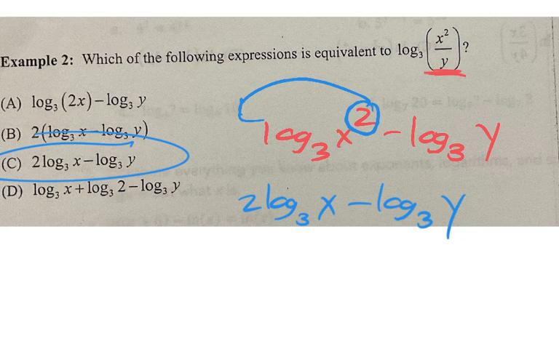Look, this is my thing. We know we've got x squared in the numerator, right? So we know we're going to have a 2 out in front. So we know we're going to have a 2 out in front of the first one.